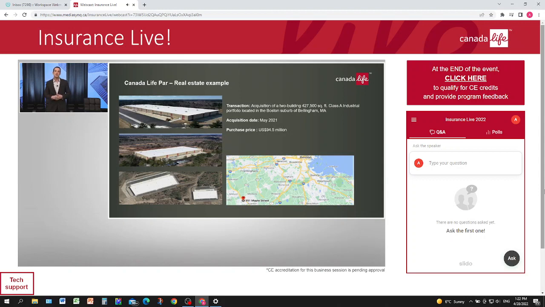Another great example of a real estate asset acquired by the PAR account last year is this industrial portfolio in Massachusetts that was acquired by the PAR account for just under $100 million in May last year. This is a Class A property, a great location just outside of Boston, strong tenants in place already, very well connected to deliver on last mile distribution needs in that region, so capitalizing on the continued growth in e-commerce.